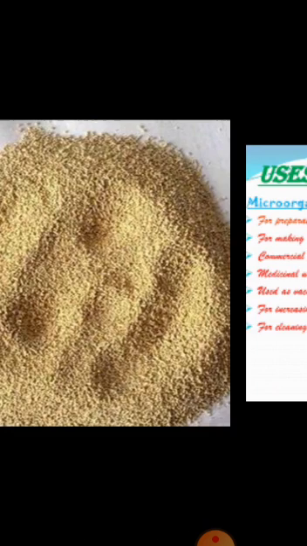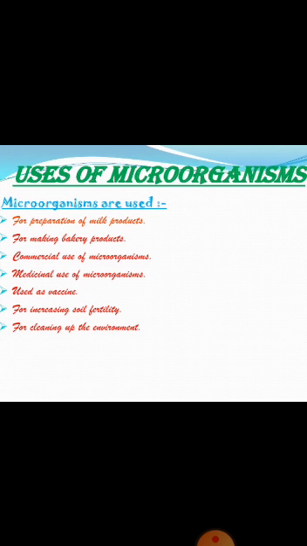Not only that, they are also helpful in cleaning the environment by decomposing the dead plants and animals. In this way, they add humus to the soil and increase the soil fertility. In their absence, the whole planet would get filled by the dead remains of plants and animals. There are some general uses of microorganisms. Now, let us learn about them.